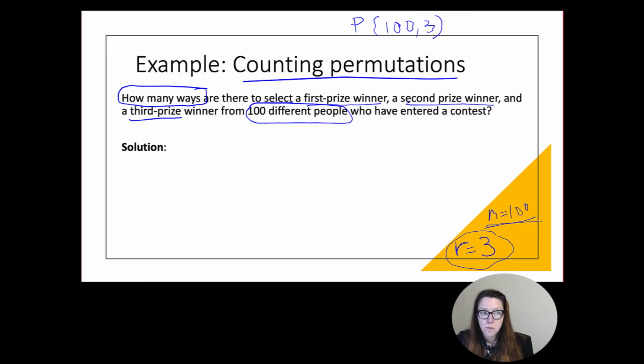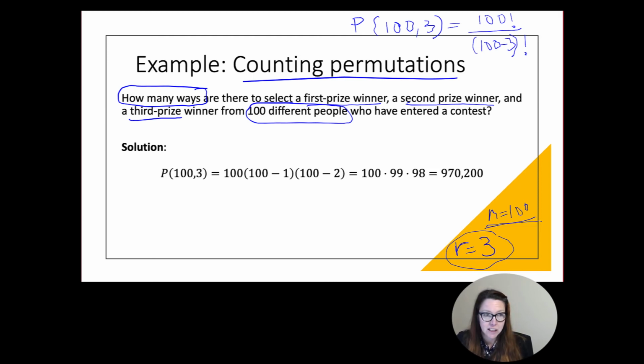Okay, so what's my solution then? I think somebody had the answer already. Remember that we want 100 factorial over 100 minus 3 factorial. 100 minus 3 factorial, or 97 factorial. Okay, so that's 100 factorial over 97 factorial. Exactly.